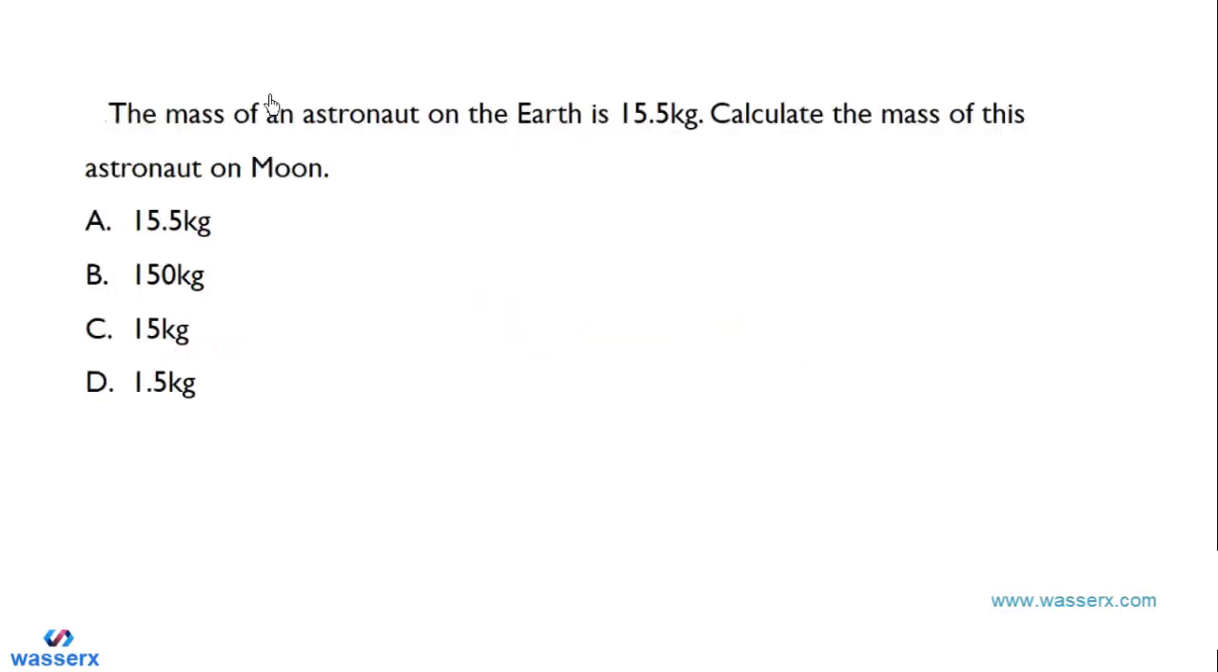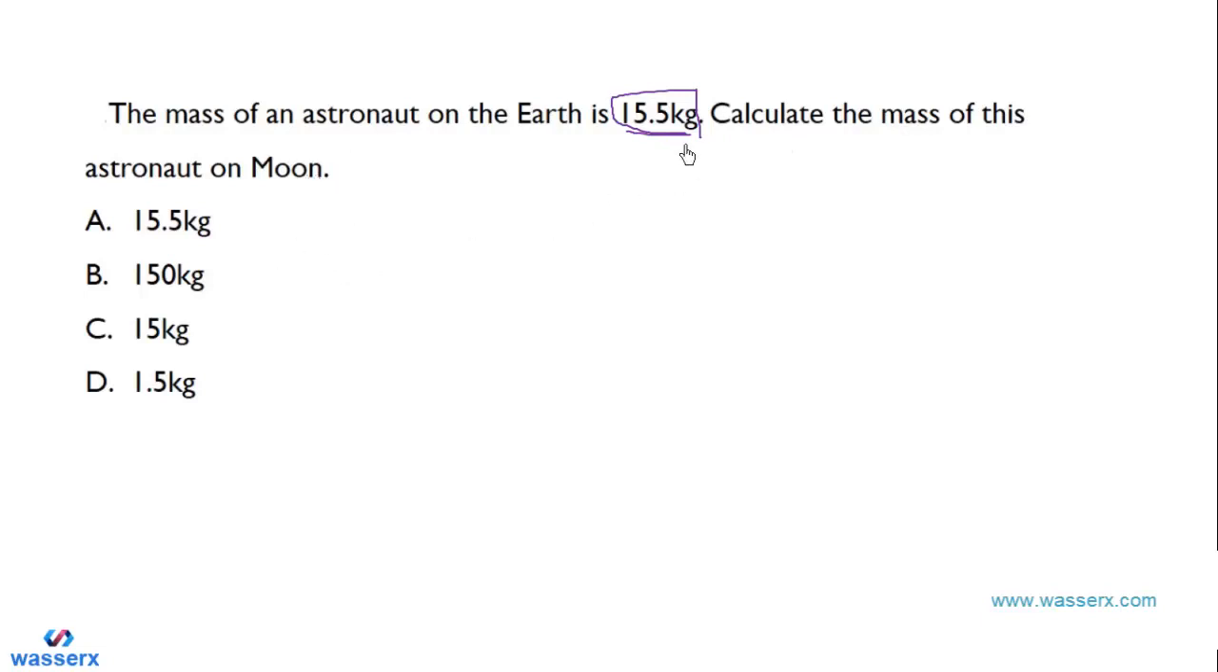So back to our question. The mass of an astronaut on the Earth is 15.5 kg. Calculate the mass of this astronaut on the Moon.